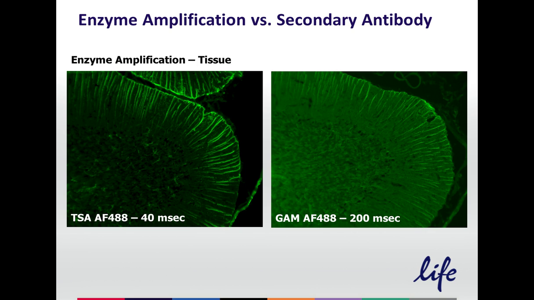On the right-hand side, you can compare this to a standard secondary detection with a goat anti-mouse, Alexa 488. You can see much lower signal to background compared to the background signal there. And the exposure time, 200 milliseconds versus only 40 with TSA, so you get a much brighter signal.